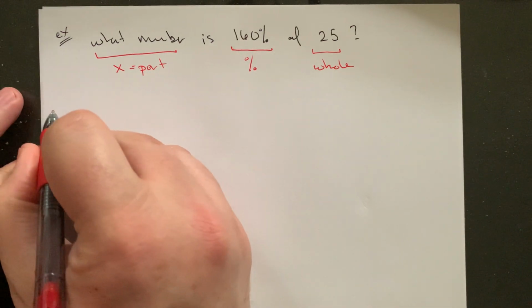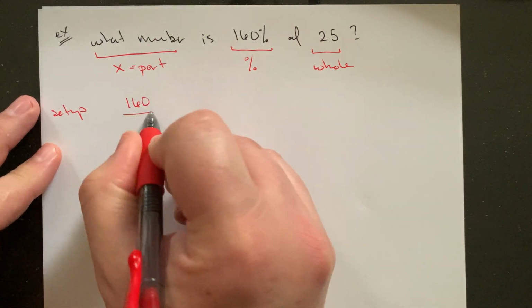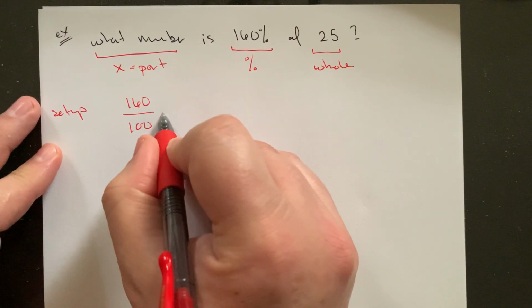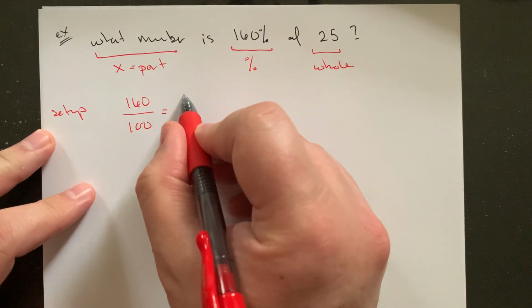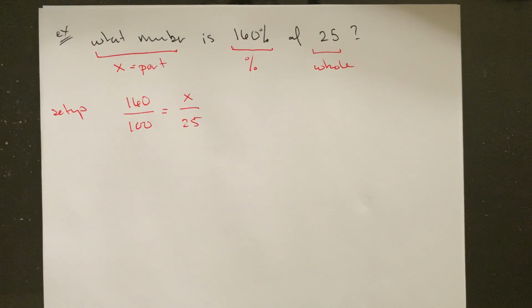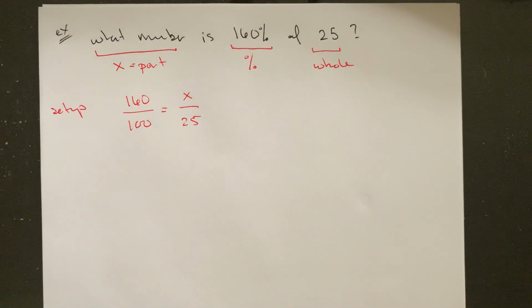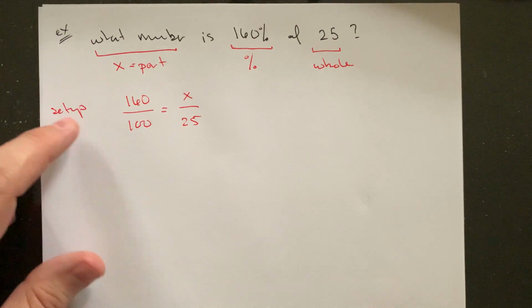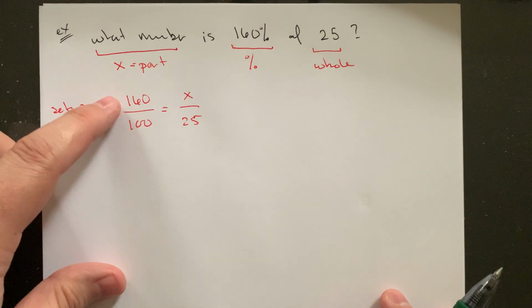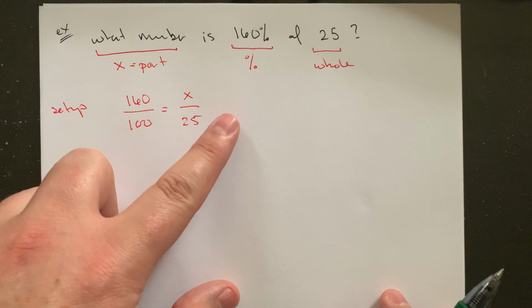So then my setup, right, as a proportion. So 160%, 160 over 100, right? The percentage over 100 should be equal to x, the part, over 25, the whole. Quick conceptual question, right? In this case, the percentage is over 100%. So this is going to be one of the instances where the part is actually a bigger number than the whole, right? Because you can see this in the proportion, 160 over 100, the numerator value here is going to be bigger. So I'm going to expect a bigger number here than 25.